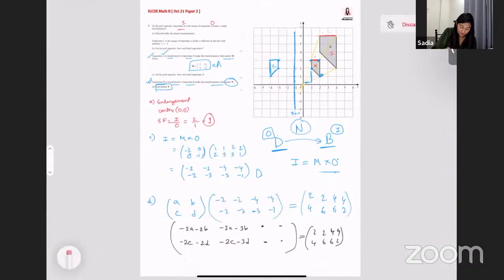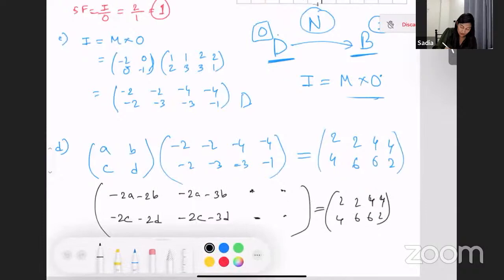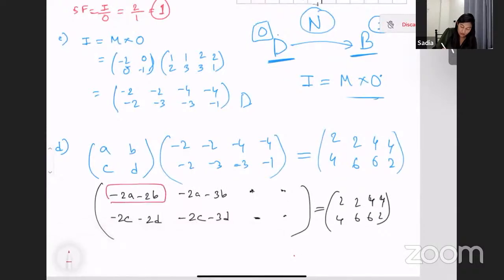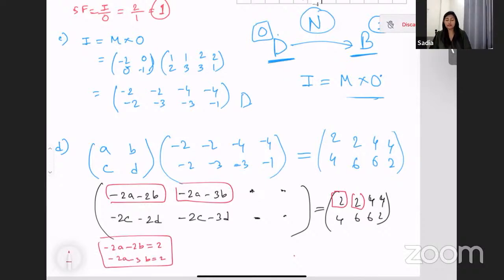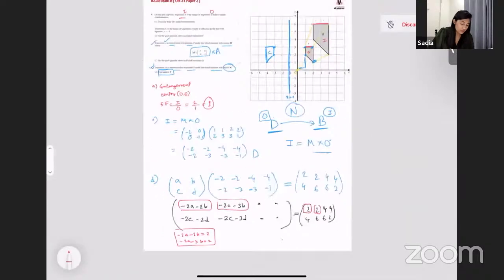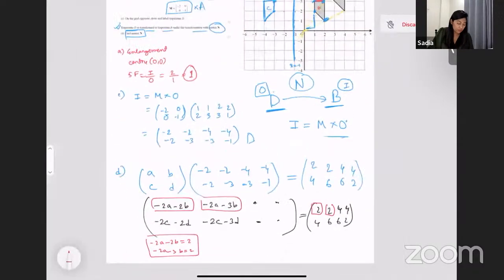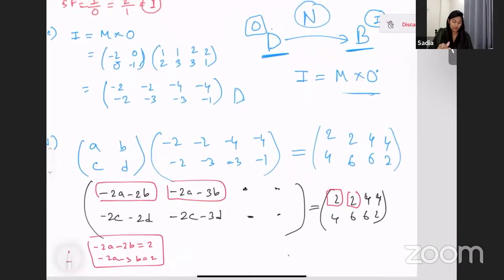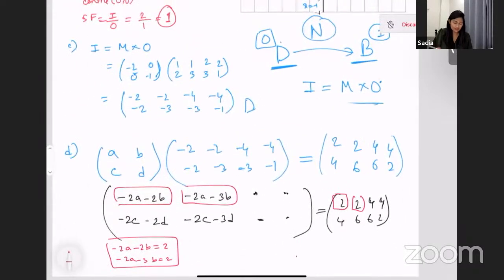So you can just compare the locations and get the simultaneous equations. So minus 2a minus 2b equals 2, minus 2a minus 3b equals 2. You can directly use the calculator since the marks are just 2 or 3, right? We just have 3 marks here. So I would say just solve the simultaneous equations. You will get the values for a and b. So a is minus 1, b is 0.